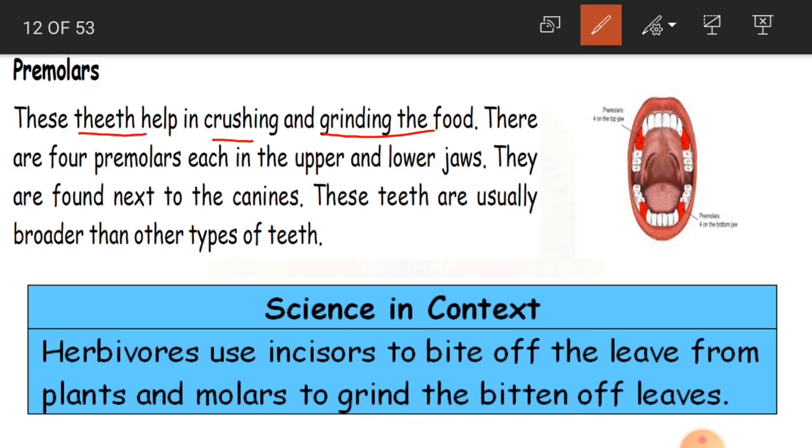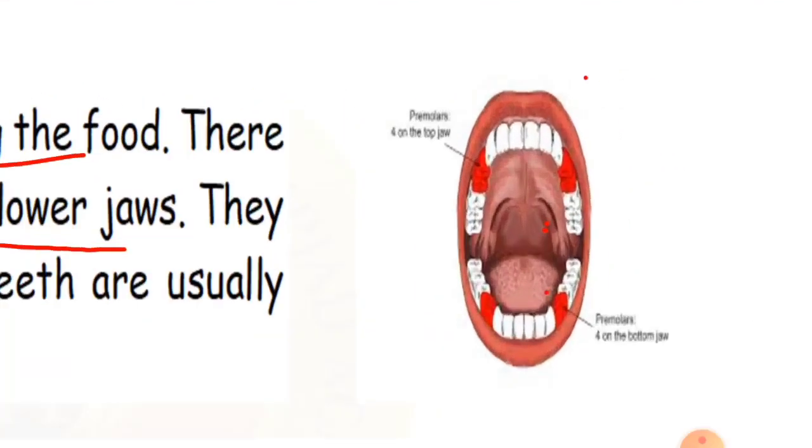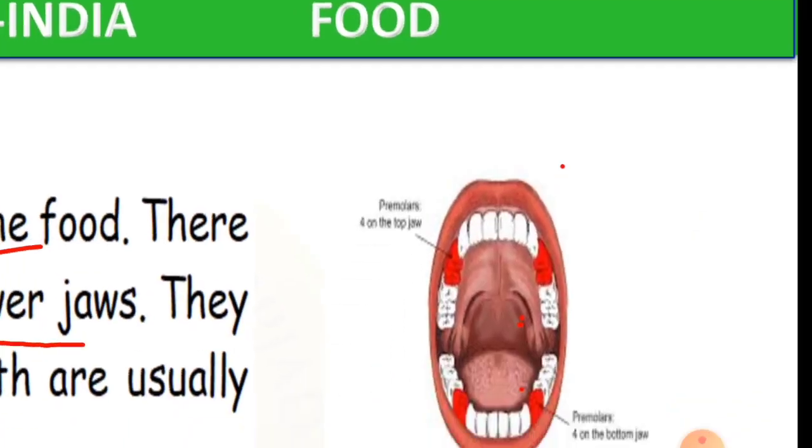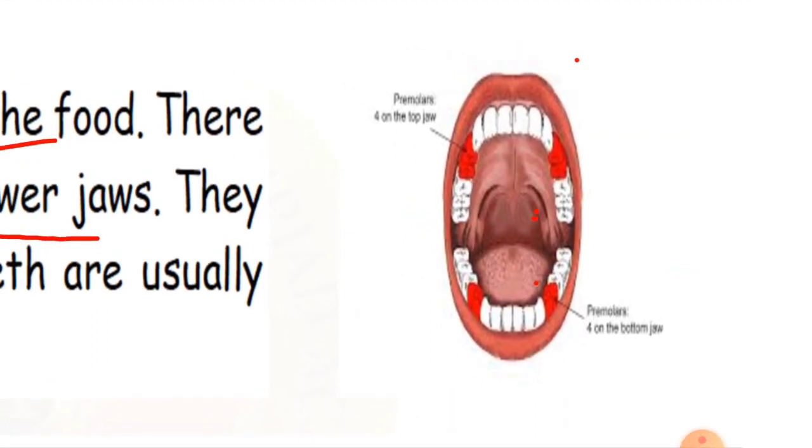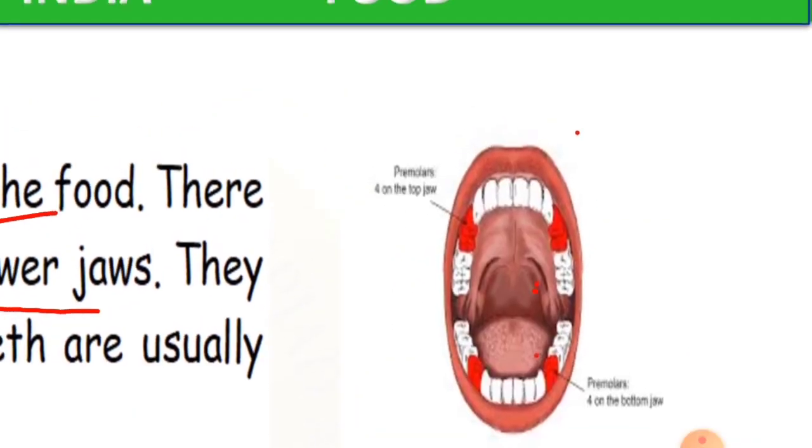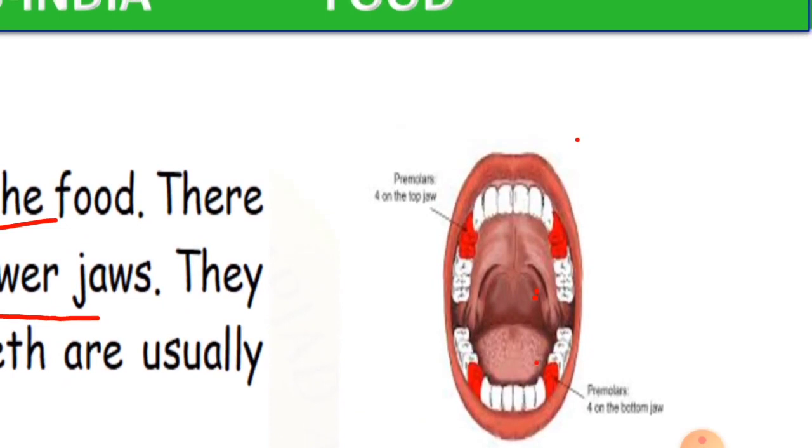They are premolars, and there are 4 premolars each in the upper and lower jaws. See, children, how it is? If you can see here, there are 4 premolars. Are you able to see here? Yes, see. Here you can see 4 in red color. So 4 in the upper jaw and 4 in the lower jaw. That is the bottom jaw.